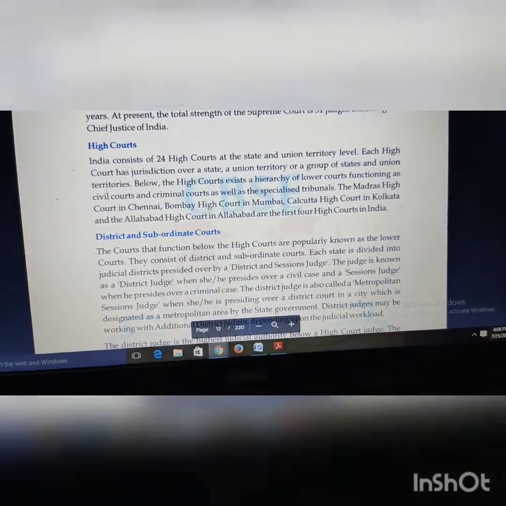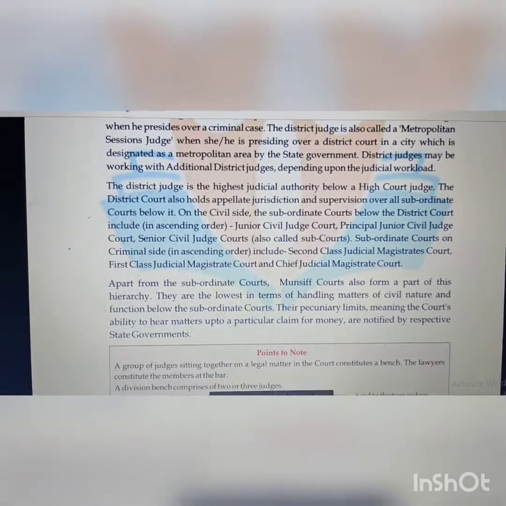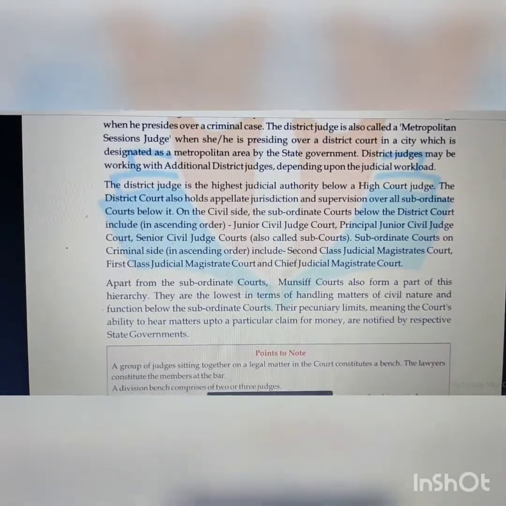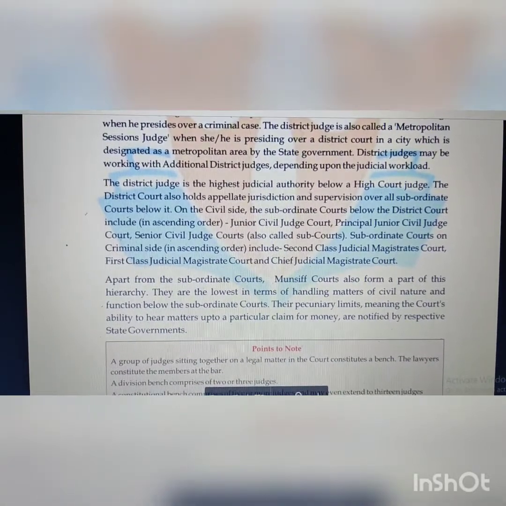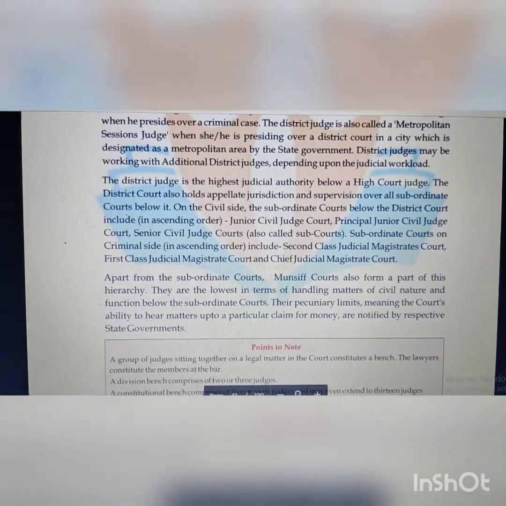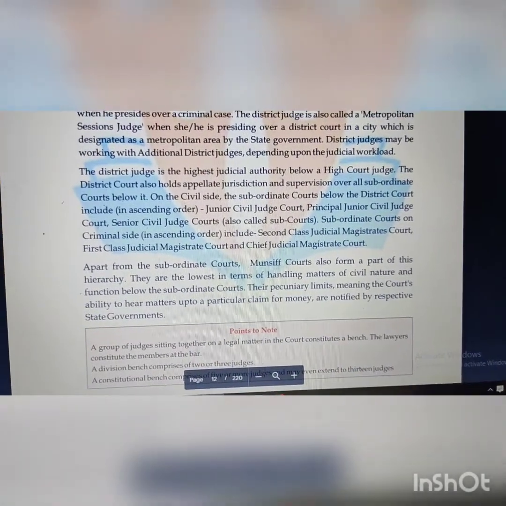The district judge is also called a metropolitan sessions judge when he or she is presiding over a district court in a city which is designated as a metropolitan area by the state government. District judges may be working with additional district judges depending upon the judicial workload. If the judicial workload is higher, then he may be assisted by an additional district judge also. Otherwise he may work alone or as the state government wishes.